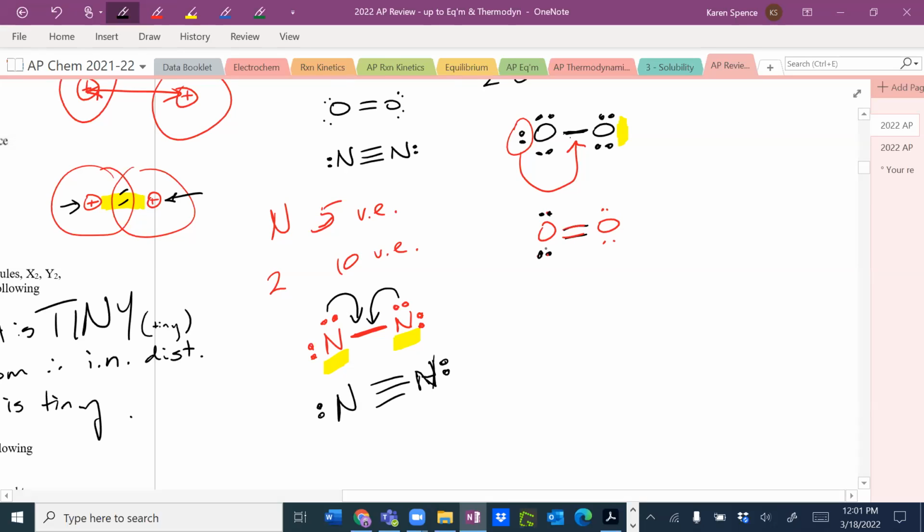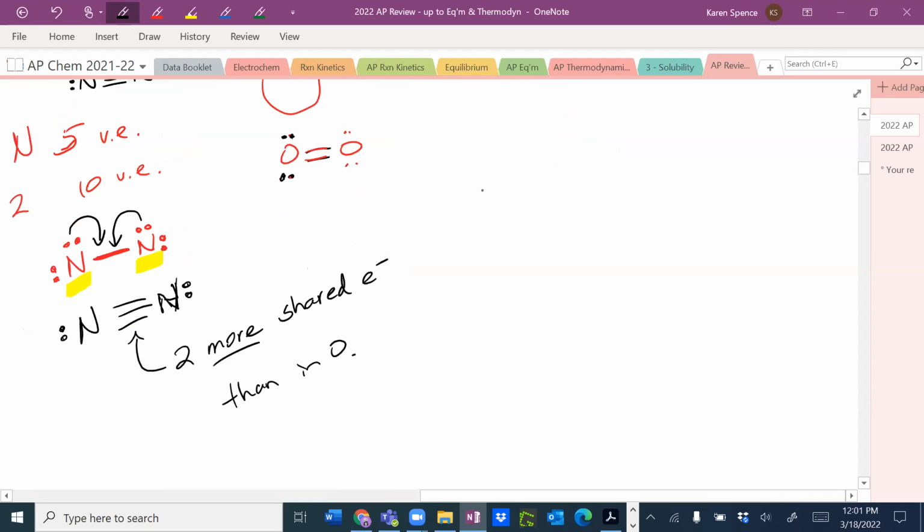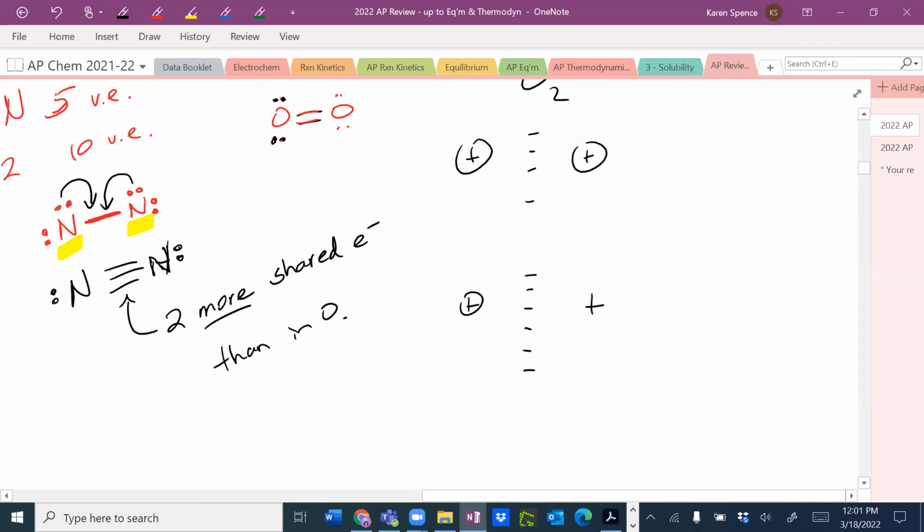So what does that have to do with internuclear bonding distance? Well, we have a whole ton more. We have 2 more shared electrons here than in oxygen. And if we have 2 more shared electrons, that means between my nuclei, instead of having 1, 2, 3, 4 electrons for oxygen, we have 1, 2, 3, 4, 5, 6 electrons for nitrogen.